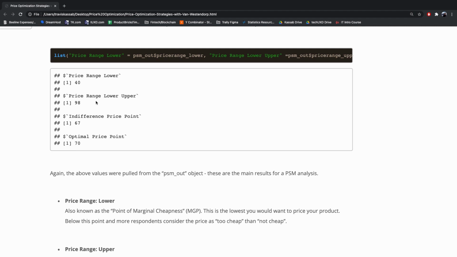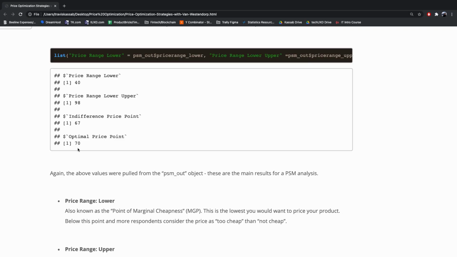But just know that these stand for the percentage of respondents in our sample. Here is the main output for Van Westendorp analysis. Lower price range $40, upper price range $98. So our acceptable price range is from $40 to $98. The indifference price point is $67, and the optimal price point is $70.